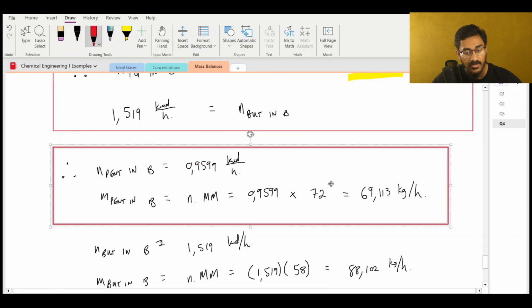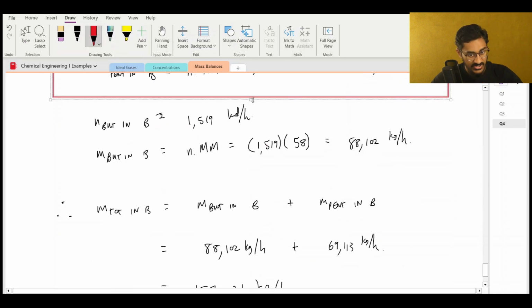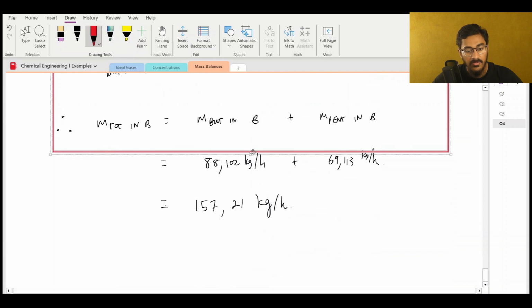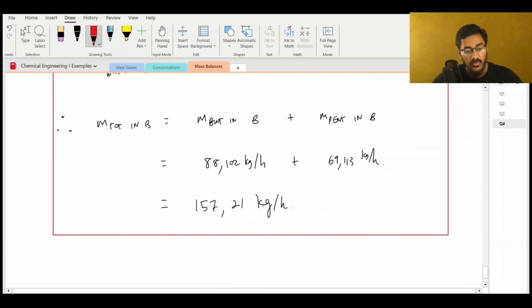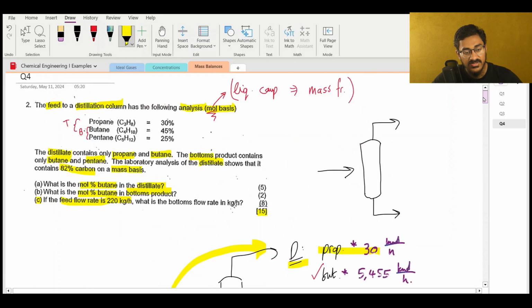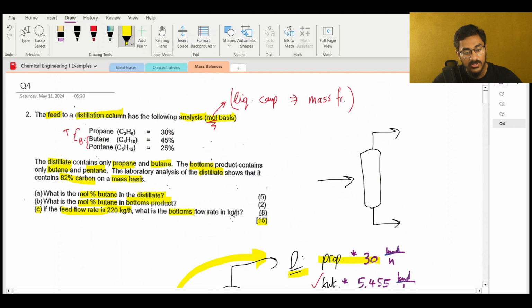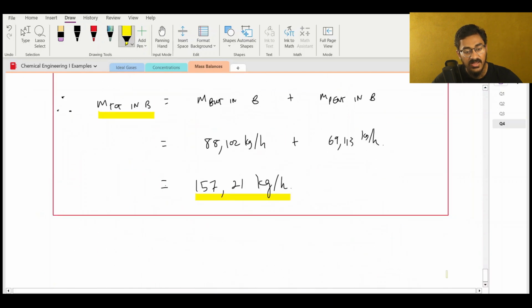Okay, so let's just expand this down. And we've got the total mass flow rate of the bottoms. So let's just go back up and see that we've answered the question. They said, what is the bottoms flow rate in kilograms per hour? We have successfully done that. It is here, 157.21.